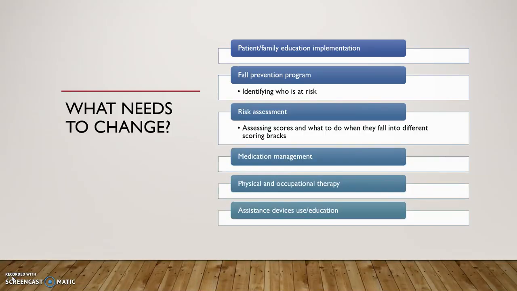What needs to change? Patient-family education, implementation of a fall prevention program, identifying who is at risk, risk assessment, assessing the score and what to do when patients fall into different score brackets, medication management, physical and occupational therapy, assistive device use, and education.